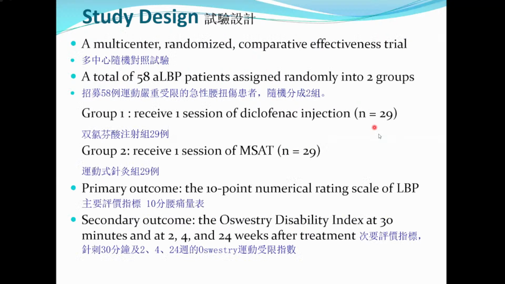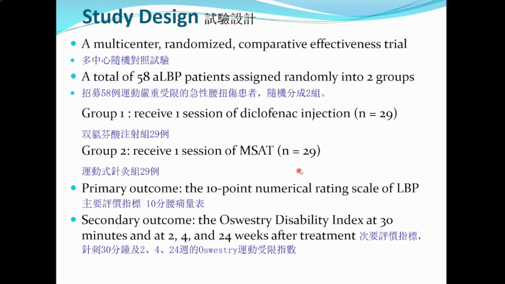They randomized the patients into two groups, because acute pain patients are not easy to recruit. They had only 58 patients, 29 in each group. For the control group, they used the commonly used routine management of pain: in the emergency room, they gave a diclofenac injection when the patient came in. Then for the other group, they gave only one acupuncture treatment, which they call motion style acupuncture.